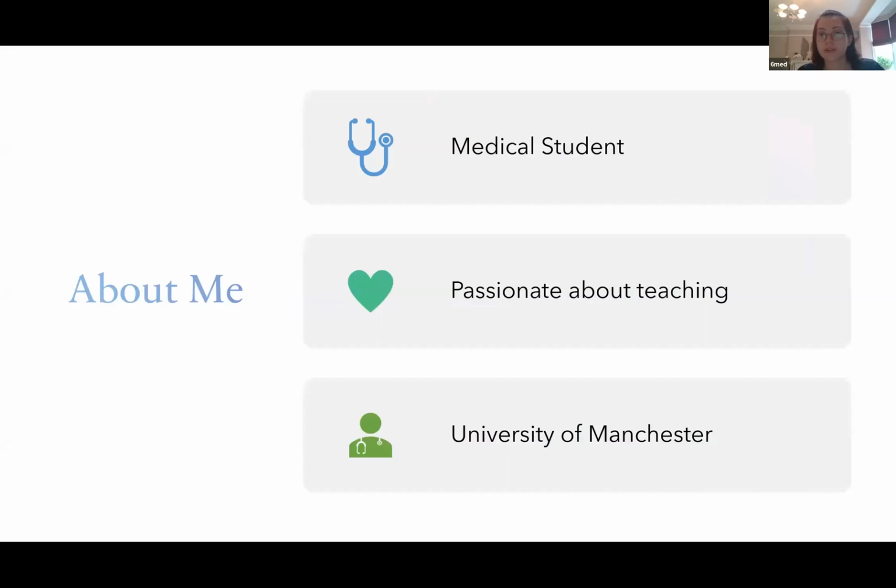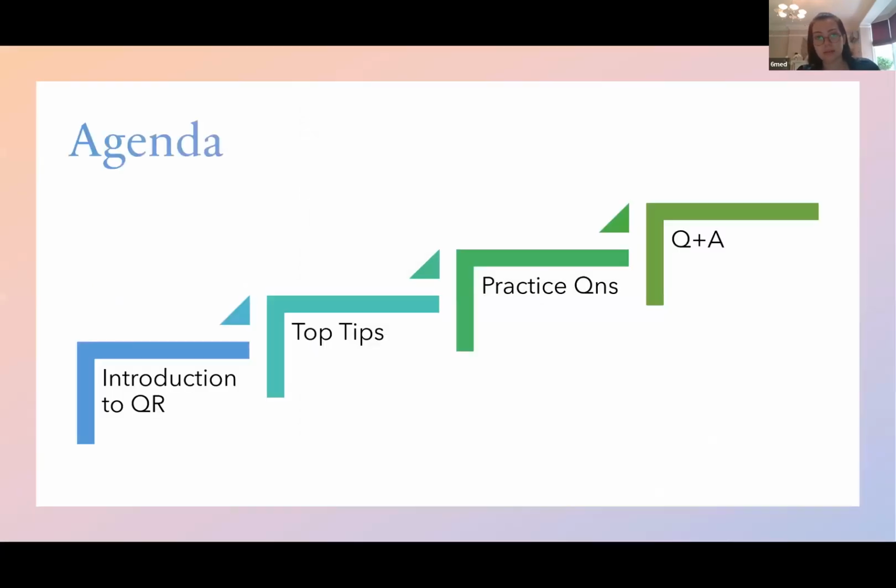I'm a medical student, just finished my 4th year, so I'm about to go into my final year. And I'm based at the University of Manchester.